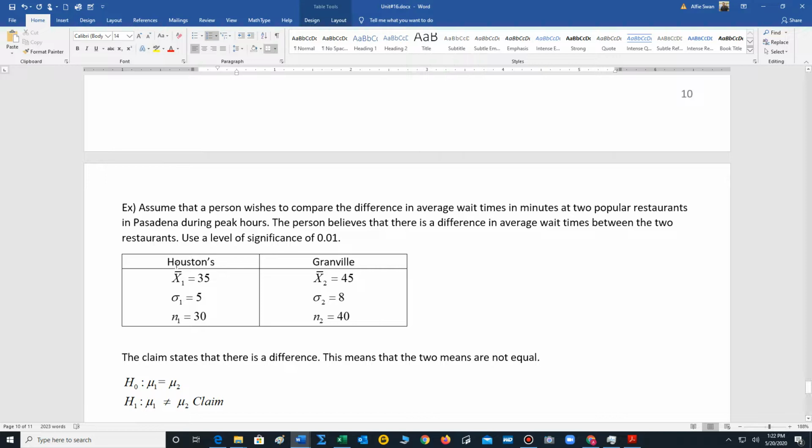One restaurant is called Houston's. So it's peak hours. The average wait time for a sample, 35. Population standard deviation is 5. And the sample size was 30 randomly selected patrons who are waiting for their chance to get a nice dinner at Houston's. The other restaurant is Granville. X bar, 45 minutes. Population standard deviation, 8. And sample size was 40.